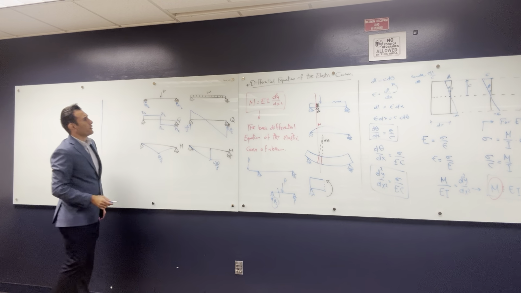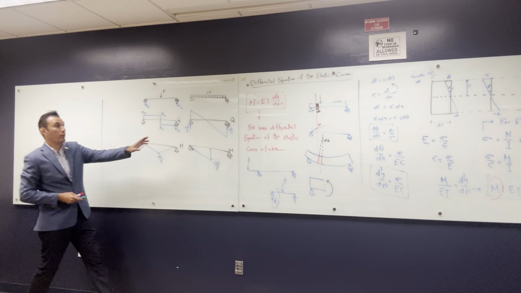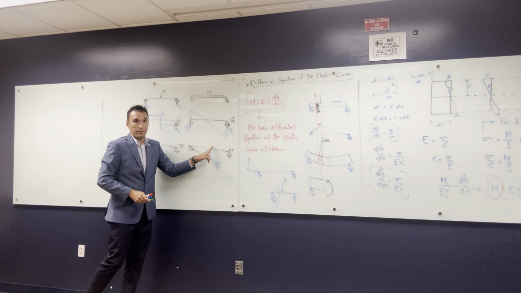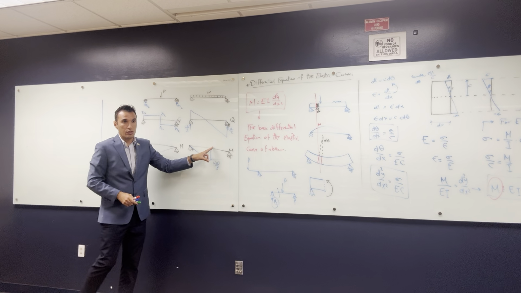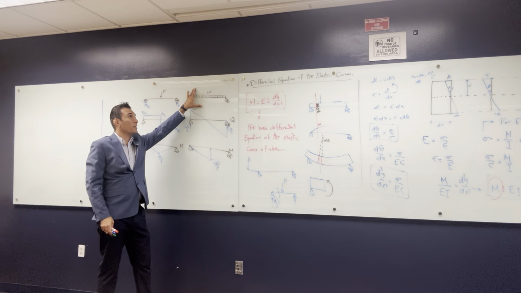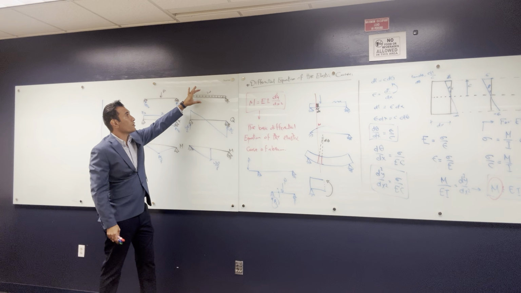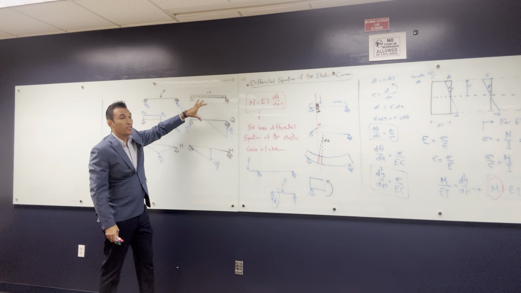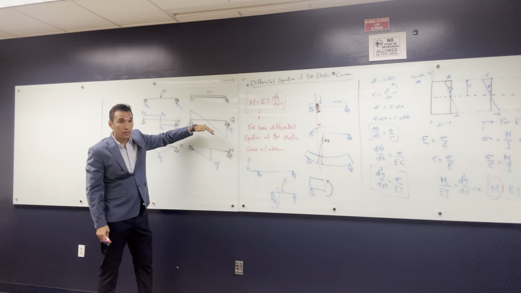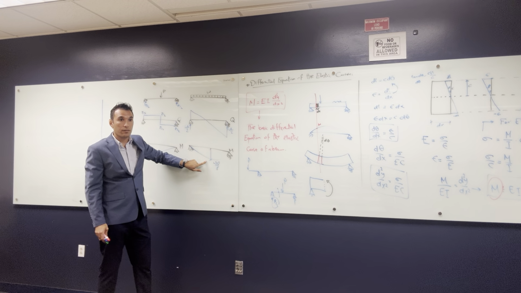What do you notice about this? There's a relationship between the load, the shear, and the moment. Do you know what the relationship is? The load is uniform, it's a constant, right? So the load is constant, the shear is first degree, linear, and the moment is second degree, a parabolic curve, right?